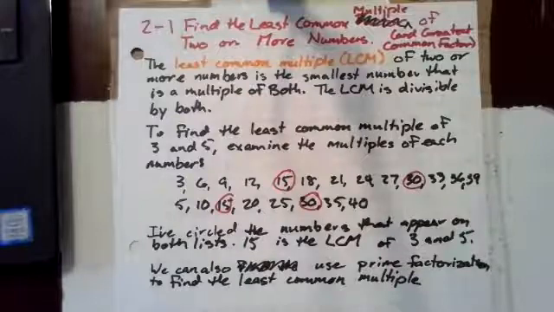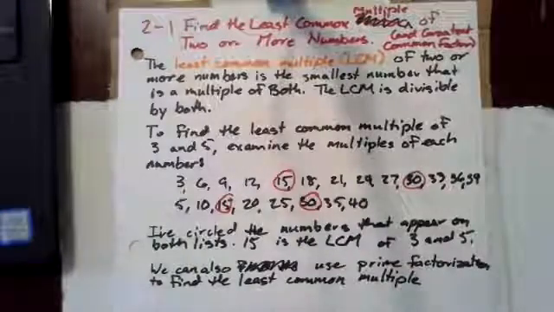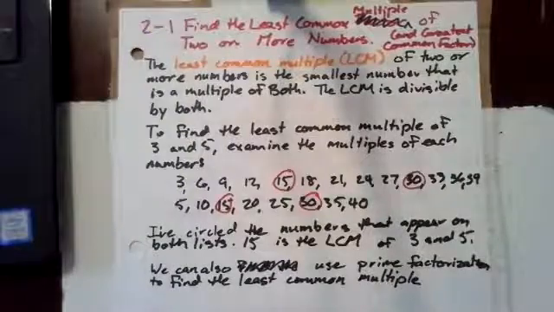To find the least common multiple of 3 and 5, examine the multiples of each number. For 3, we see 3, 6, 9, 12, 15, 18, 21, 24, 27, 30, 33, 36, 39. For 5, we see 5, 10, 15, 20, 25, 30, 35, 40. I've circled the numbers that appear on both lists, 15 and 30. 15 is less than 30, so it's the least common multiple of 3 and 5.